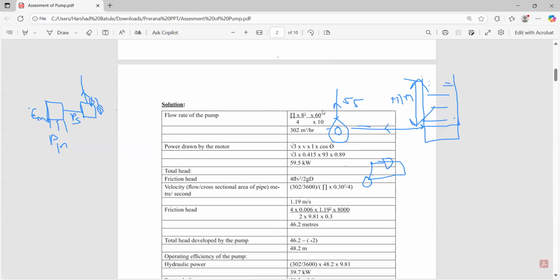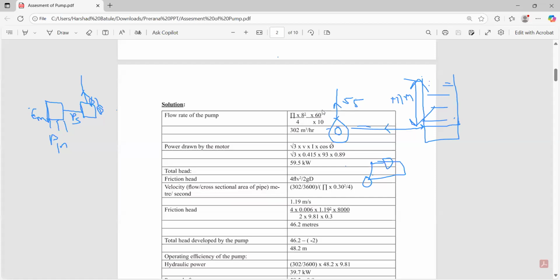we need to calculate pi by 4 d square. Sir, I have a doubt. We are actually pumping the water to an underground station from a different level. Yes. Why do we have a frictional factor actually?